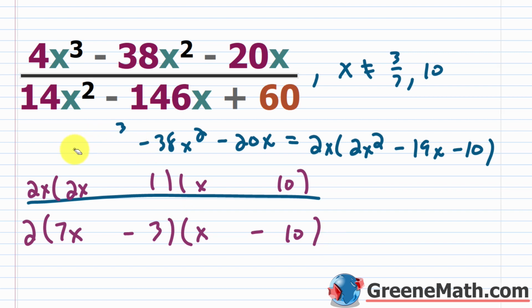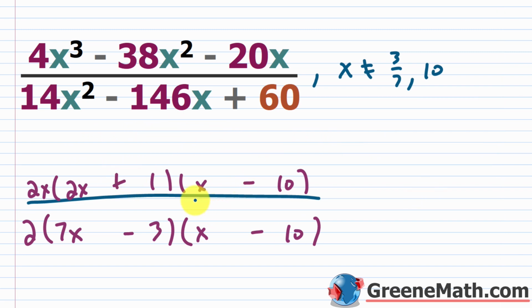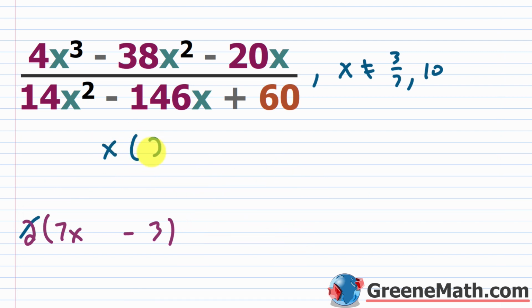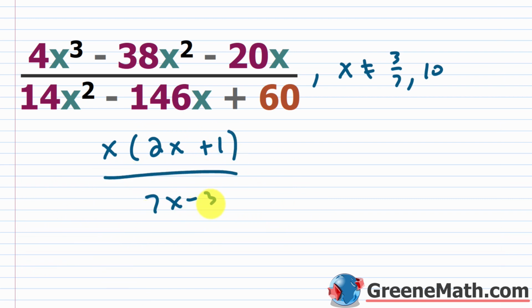So let me actually erase all of this. And I want to make sure that I end up with a negative 19x. So this needs to be negative and this needs to be positive. So I can cancel this common factor of x minus 10. And then I can cancel this common factor of 2. And what I'm going to be left with is x. Let me just erase this altogether. X times the quantity 2x plus 1 over 7x minus 3. So over 7x minus 3. Again, my restrictions, x cannot be equal to 3/7 or 10.